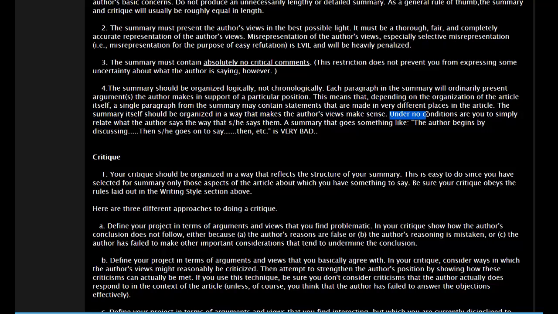Under no conditions are you to simply relate what the author says the way that she says them. The summary that goes something like, the author begins by discussing, then she goes on to say, then, etc., is just a train wreck of a summary.